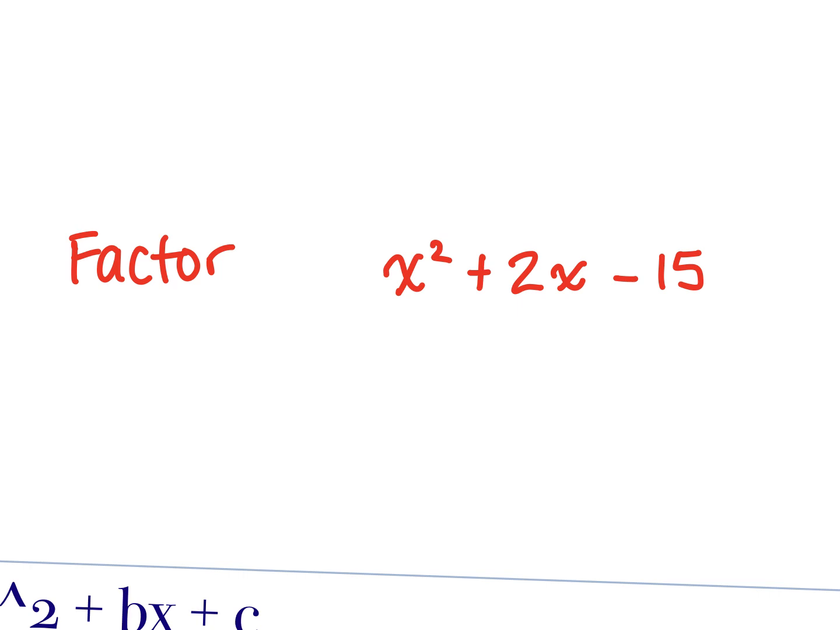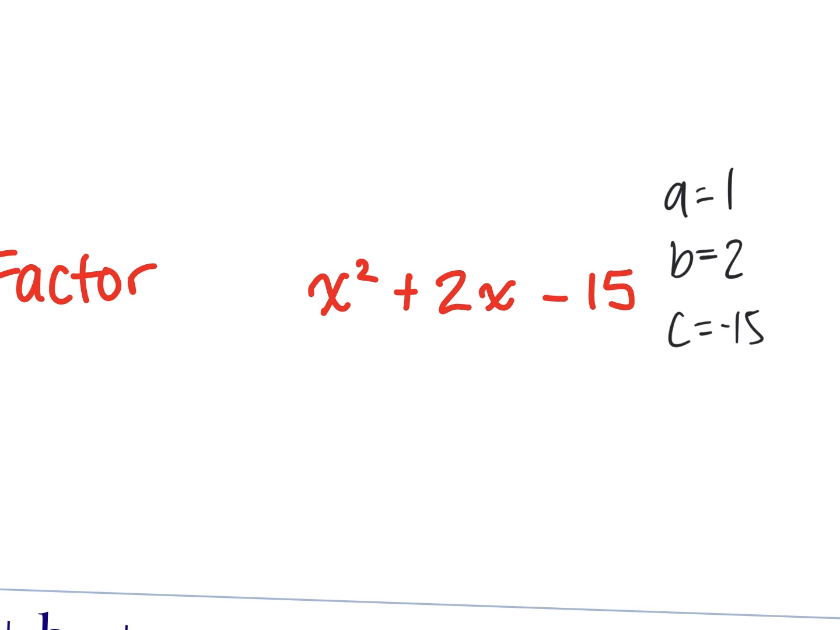Check it out. For this problem, what do I always do first? AJ? Find the A, B, and C. So A is equal to 1. B is equal to 2. C is equal to -15. Very good. Okay, peeps, what do I do after that?